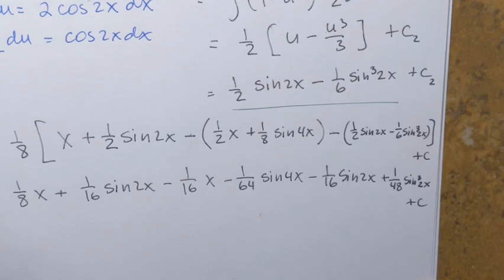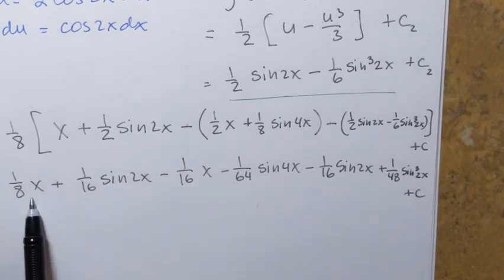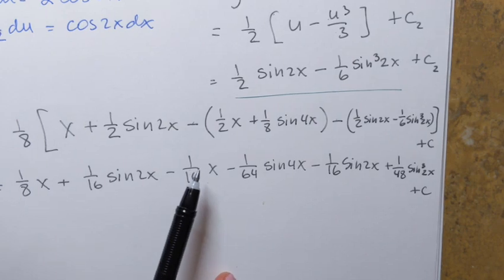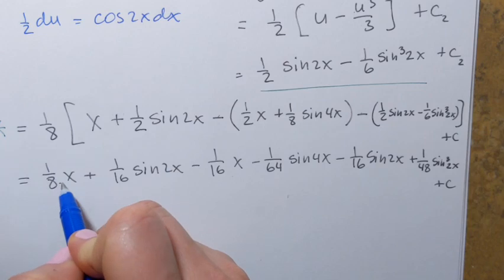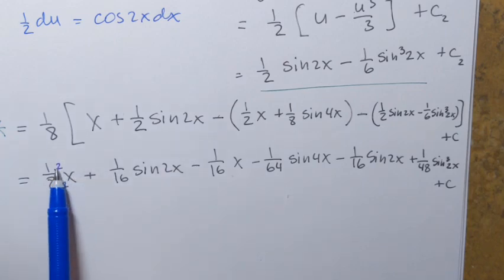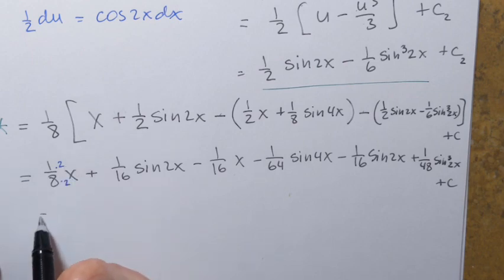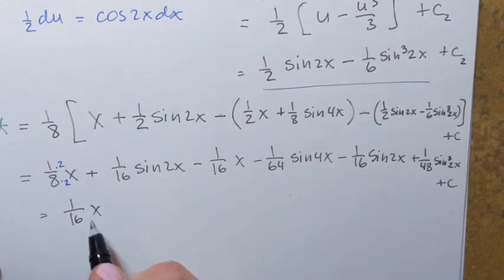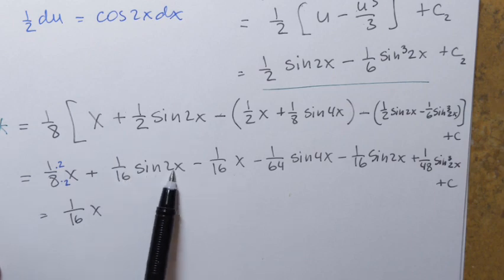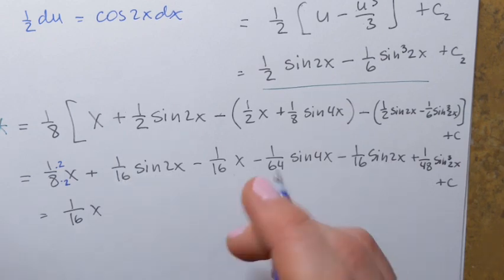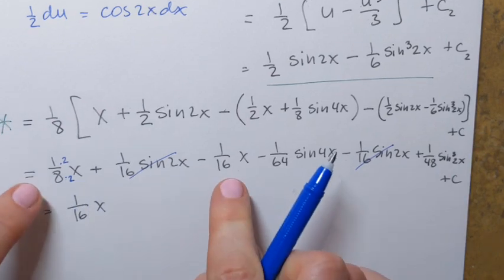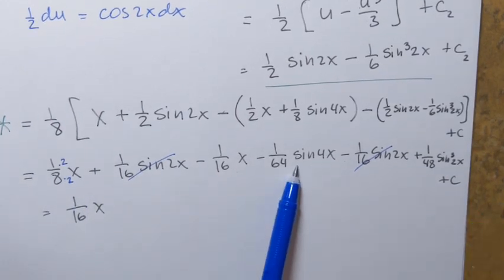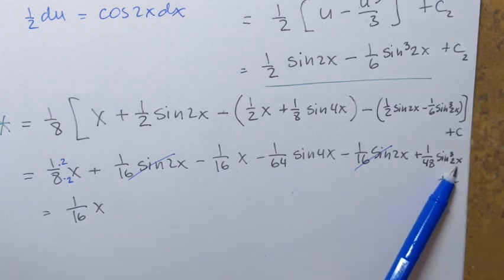And the last part is to combine like terms. So I have x's here, I need the LCD to combine them. So the LCD will be 16, right? So I'm multiplying by 2 on the top and on the bottom here. So it's 2 over 16, 2 over 16 minus 1 over 16, that's 1 over 16 x. Now, 1 over 16 sine of 2x and minus 1 over 16 sine of 2x, those two cancel each other out, right? Now those two I took care of, so that's it. No other like terms, that's just sine of 4x, and that's sine cubed of 2x.